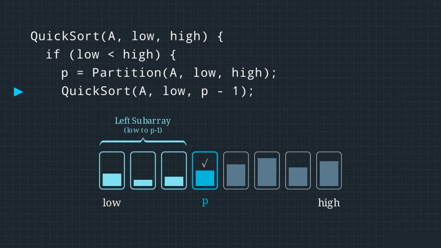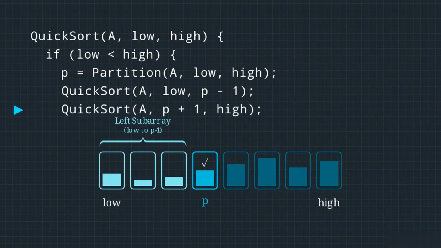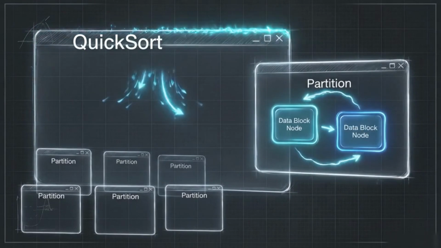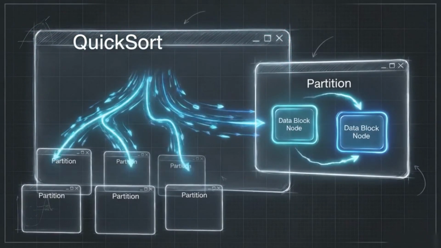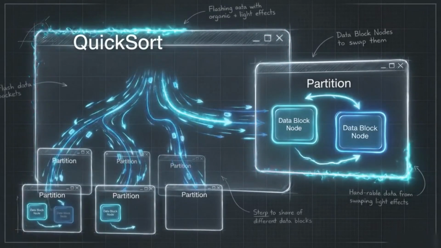The function calls itself to sort the subarray between the low boundary and the index immediately before the pivot. Then it executes a second call to sort the subarray starting immediately after the pivot up to the high boundary. In this architecture, the partition function is the engine that alters the data, while quicksort manages the branching logic.